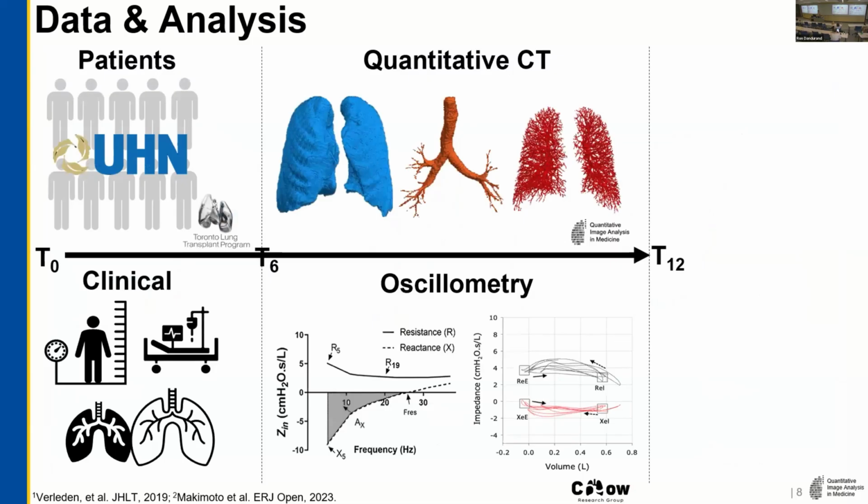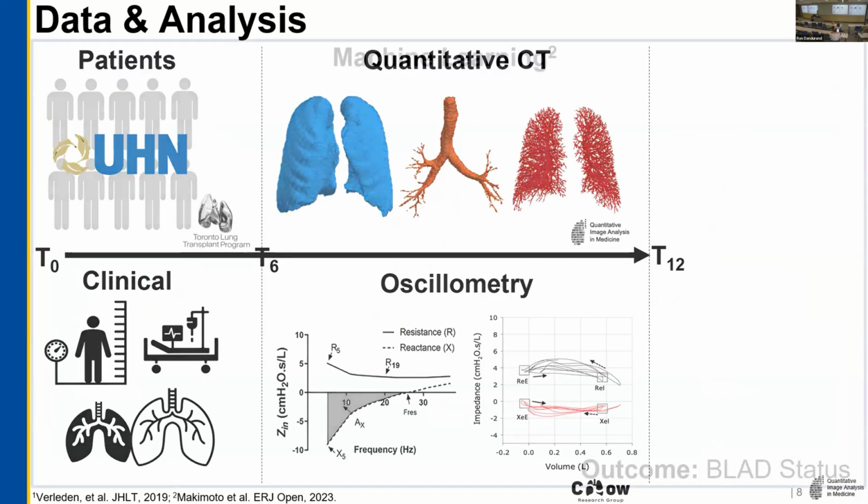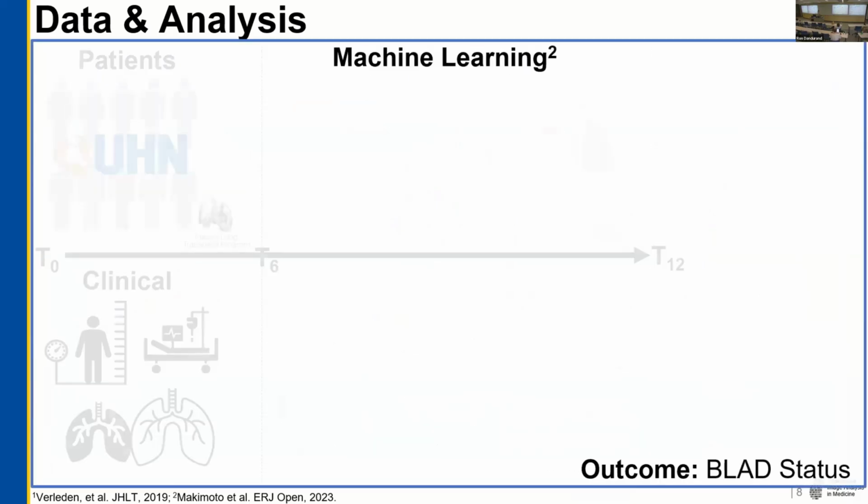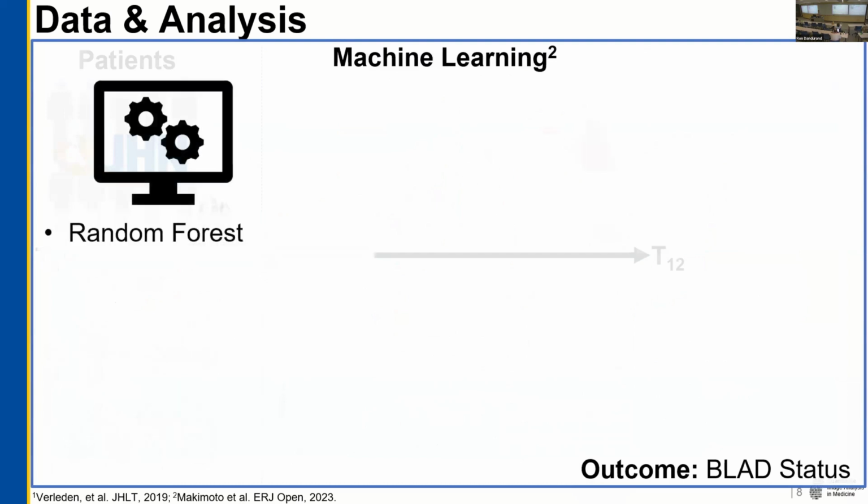At that 12-month time point, we can then go back, retroactively look at their lung function, and assign a BLAD status. Once we had this binary BLAD outcome, of course, it's an easy machine learning problem. Essentially, we trained a random forest classifier using L2 regularization, because a lot of the features were highly correlated, so you have to control for that. We split our data 50-50 into training and testing because we had a small sample size.